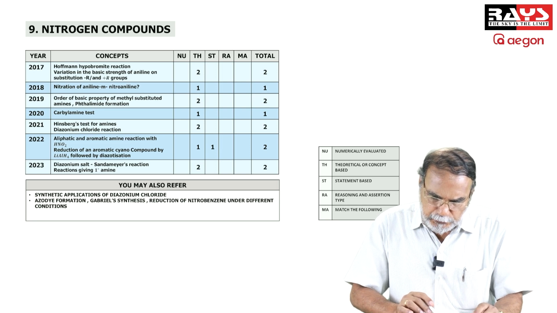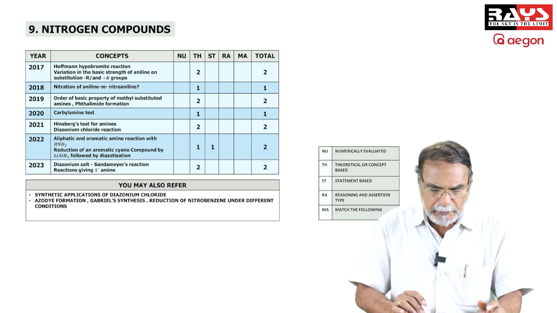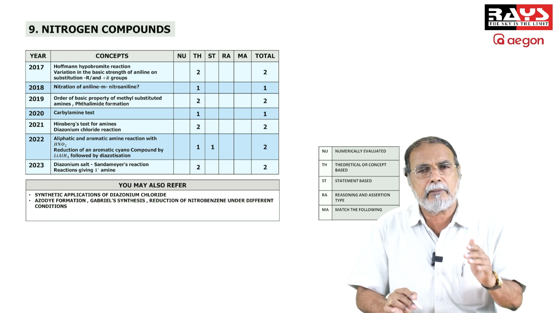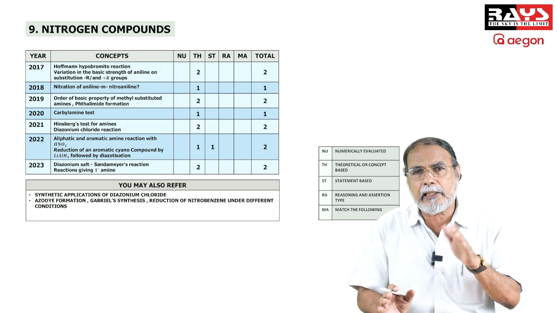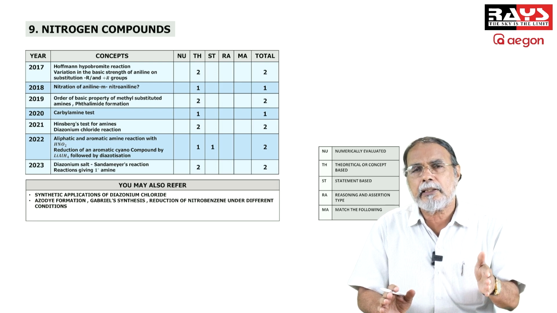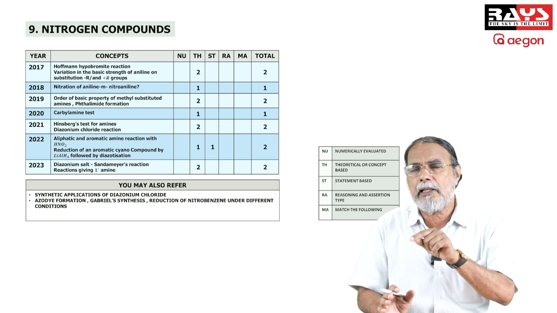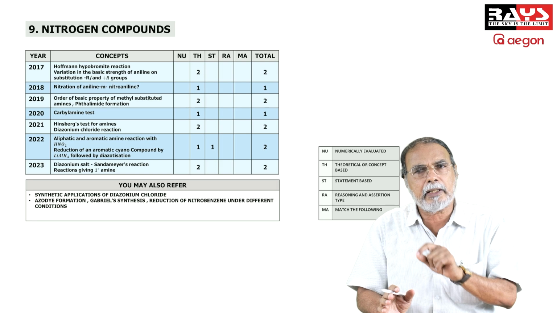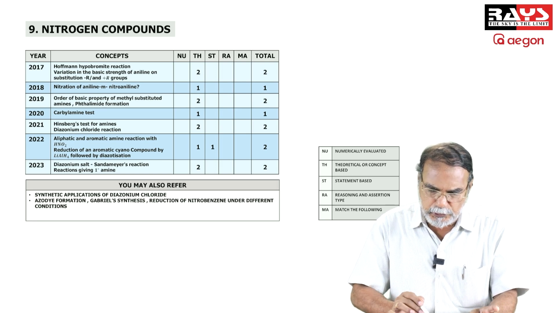Remember that. So in 2019, there was a question based on the order of basic property of methyl substituted amines, and there was also a question on phthalimide, the application of phthalimide in Gabriel synthesis for preparing pure primary amines, you know, and why aryl halides are not actually used in Gabriel's phthalimide synthesis. That also you know, because that synthesis is basically an SN reaction, and aryl halides, as you know, are very unreactive towards SN reactions under ordinary conditions. So these things you must know.